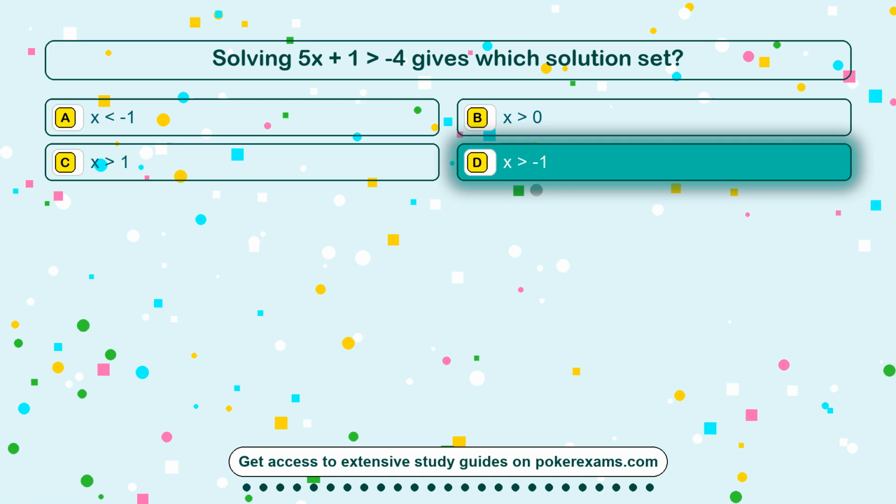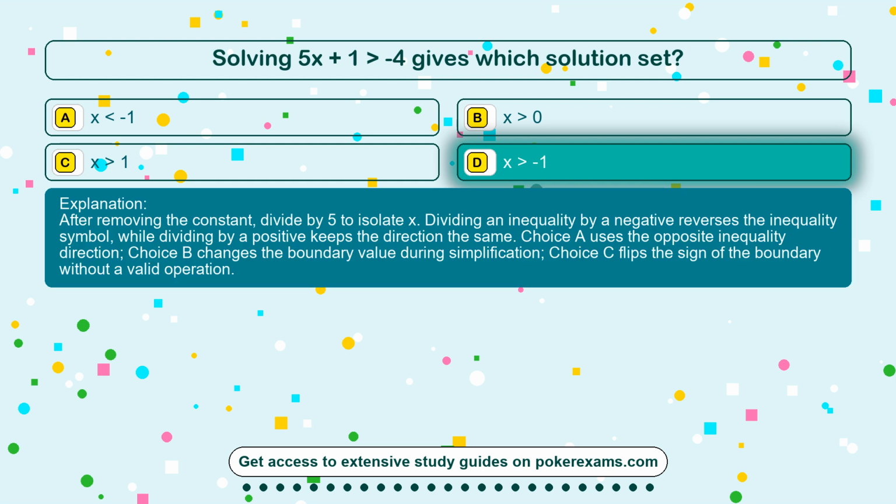The correct answer is option D, x minus 1. After removing the constant, divide by 5 to isolate x. Dividing an inequality by a negative reverses the inequality symbol, while dividing by a positive keeps the direction the same.